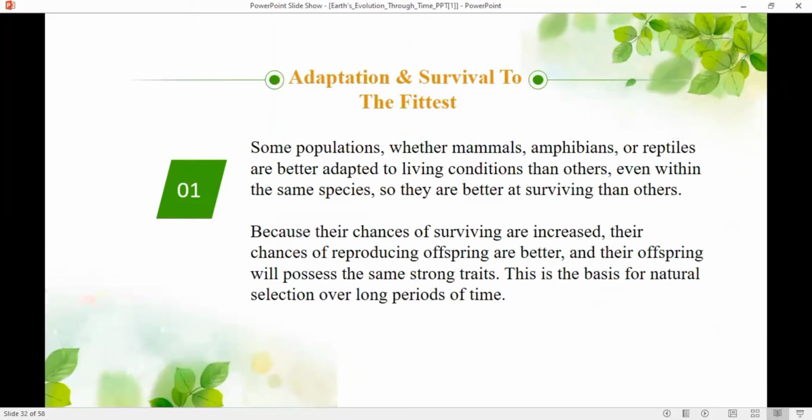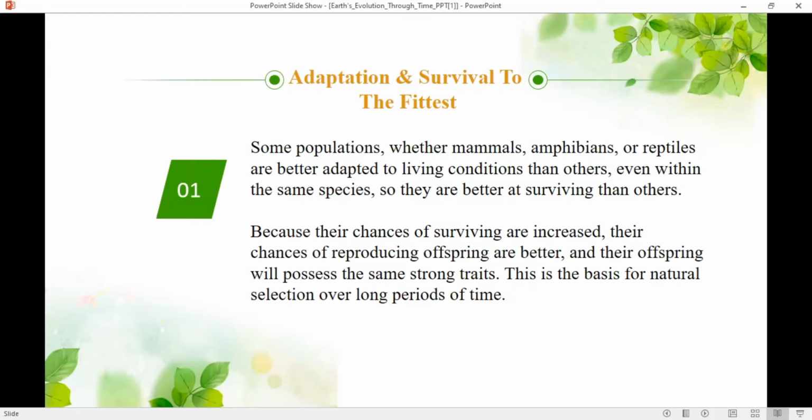Some populations, whether mammals, amphibians, or reptiles, are better adapted to living conditions than others, even within the same species. So they are better able to survive than the other species because they can adapt to the living conditions of the environment they are in. Because their chances of surviving are increased, their chances of reproducing offspring are better, and their offspring will possess the same strong traits, and this is the basis for natural selection over long periods of time.